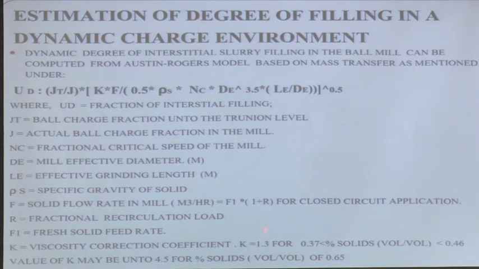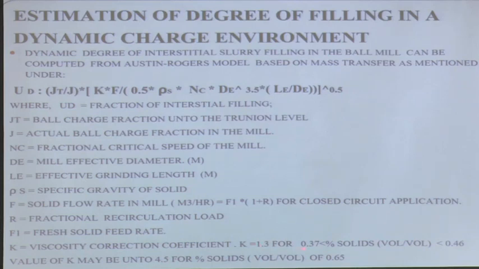So, then that mill sees a total mass through it, it does not see only the fresh feed. So, it is F1 into 1 plus R for the closed circuit application, where F1 is the fresh feed, right. F1 is the fresh solid feed rate. Now, K, there is a factor called K. K is the viscosity correction coefficient.